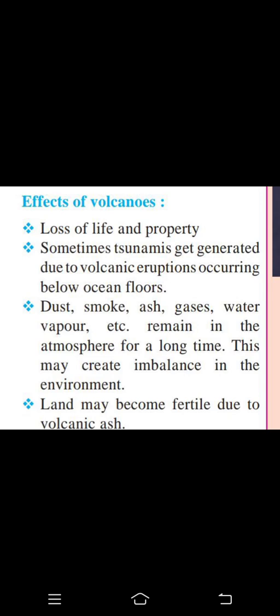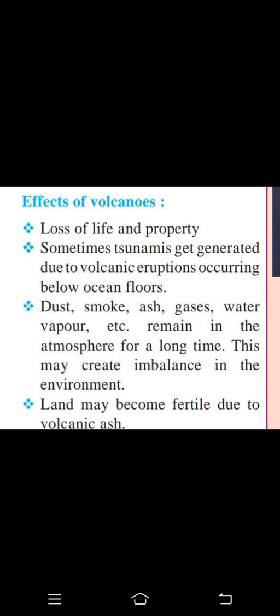Now what happens when there's a volcanic eruption? Dust, smoke, ashes, gases, water vapor, etc. remain in the atmosphere for a long time, right? So this creates an imbalance in the environment. So if there's a place which is a residential area and volcanic eruption happens, there will be lots of dust, there will be lots of smoke, ashes, and the water will get polluted. So all this will give you an imbalance in the environment.